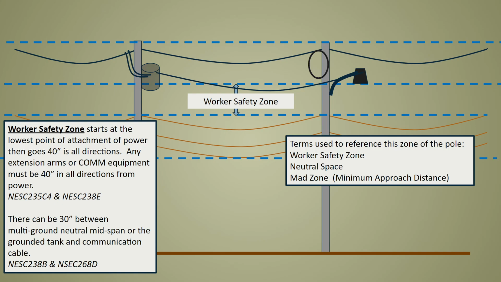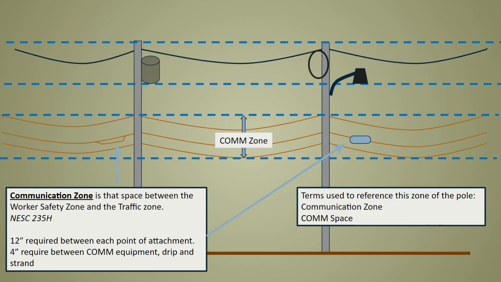Now, depending on what part of the country you're in or the company you work for, they might refer to that zone slightly differently: the worker safety zone, the neutral space, and they may also call it the MAD zone. MAD stands for the minimum approach distance. Then we come to our COM zone.